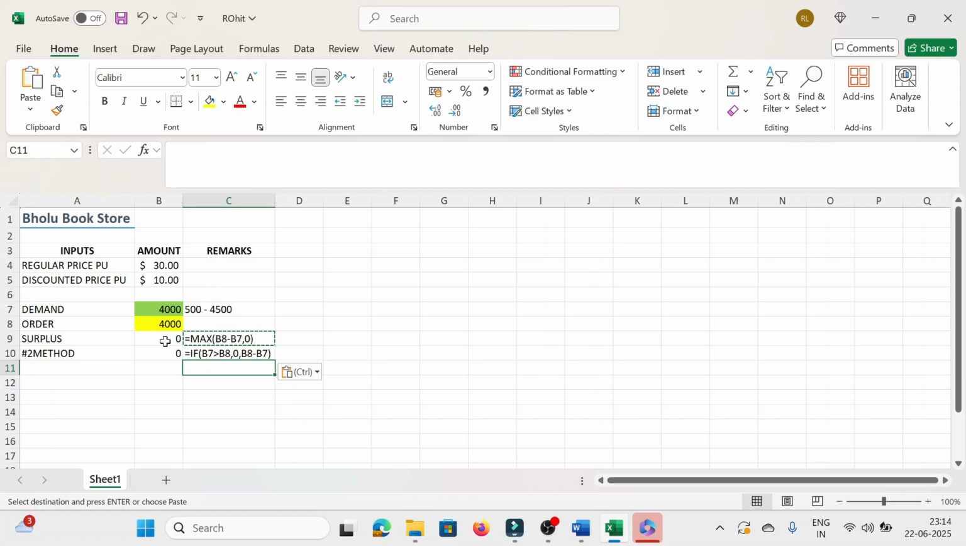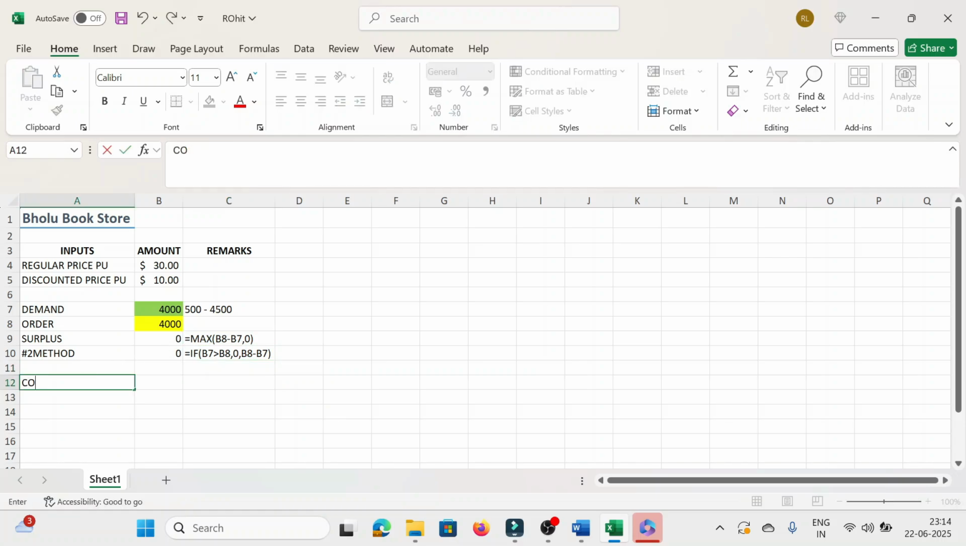Moving towards the second important part, cost per unit.